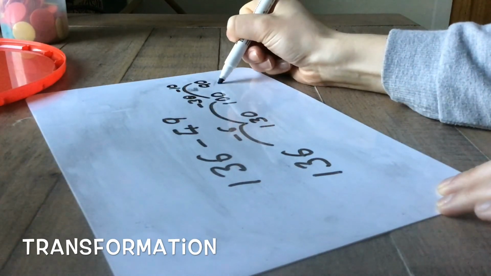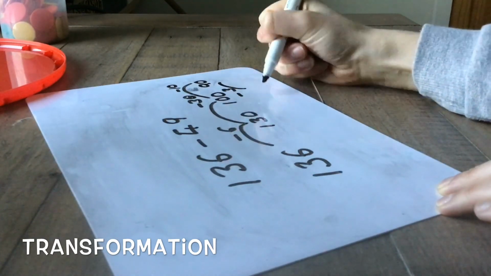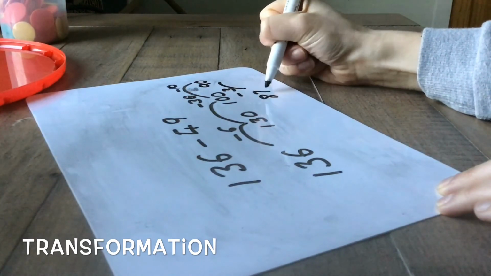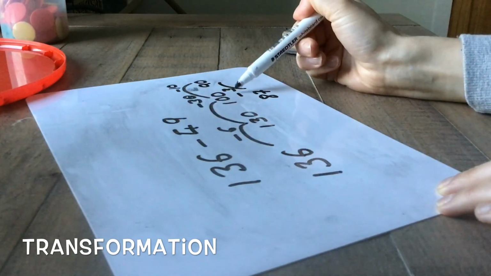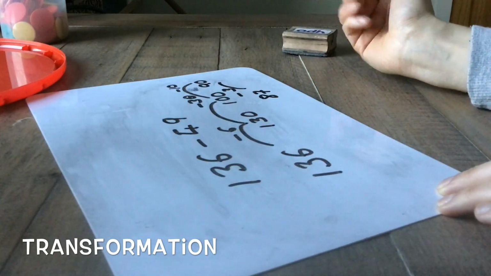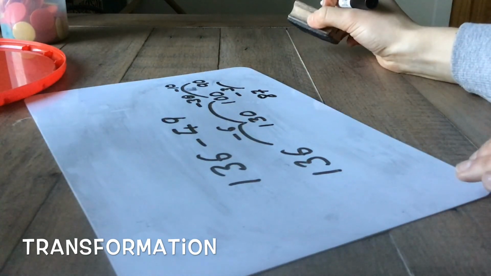And then take away 3, which gets me to 87. So you've taken away 6, then 30, then 10, then 3. So in total, you've taken away 49. You've just done it in 1, 2, 3, 4 steps. You can use as many steps as you need to take it away.